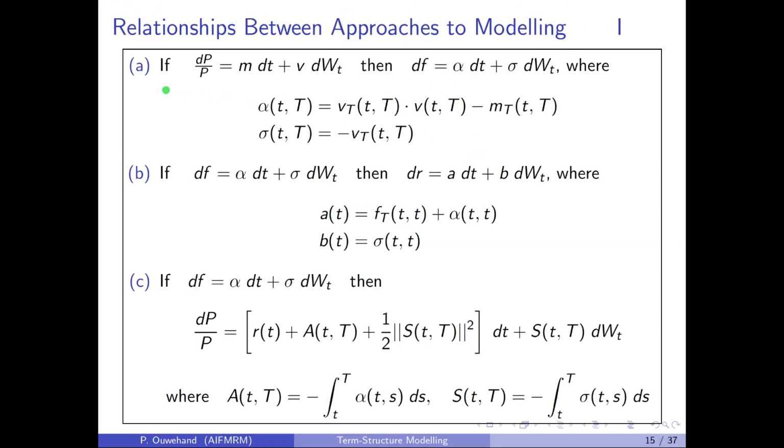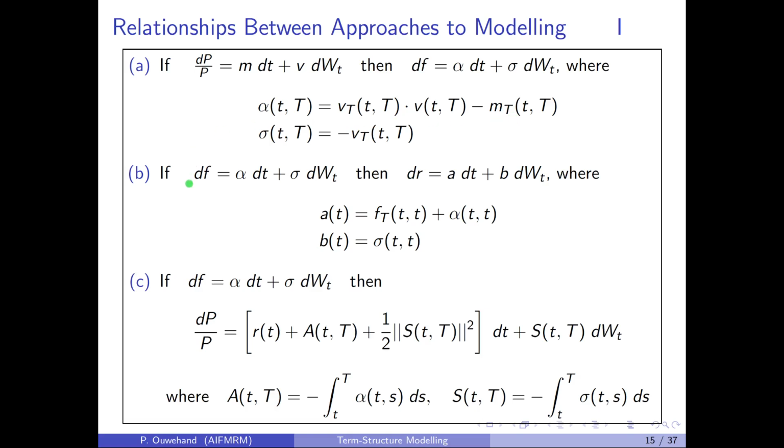Here are the various relationships. If bond price dynamics are specified as follows, with a drift M and a volatility V, then instantaneous forward rate dynamics will be specified as follows, with a drift alpha, which depends on the volatility and the drift of the bond, and a volatility sigma, which depends on the volatility of the bond. Here the subscript capital T, seen here, here, and here, means the partial derivative with respect to the maturity, capital T.